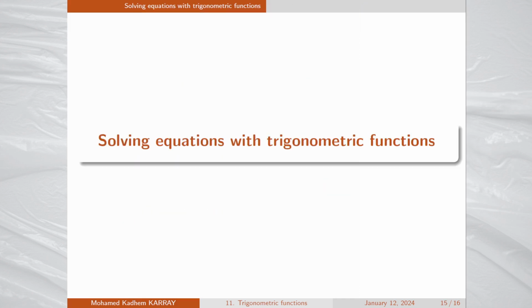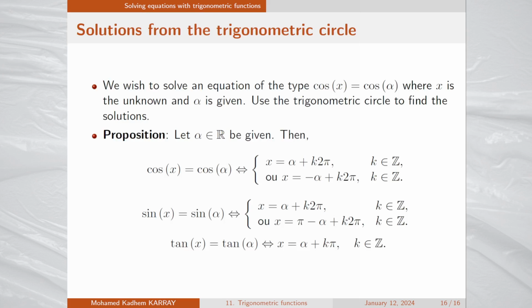In the last section of this lesson, I will show you how to solve equations with trigonometric functions. The objective is to solve an equation of the type cosine of x equals cosine of alpha, where x is a real number, an unknown, and alpha is given. To this end, we shall use the trigonometric circle to find the solutions.